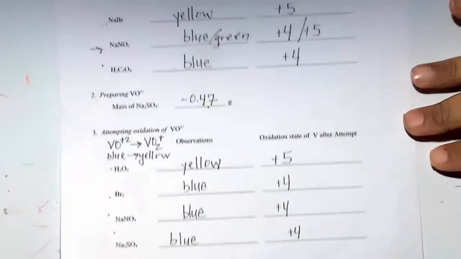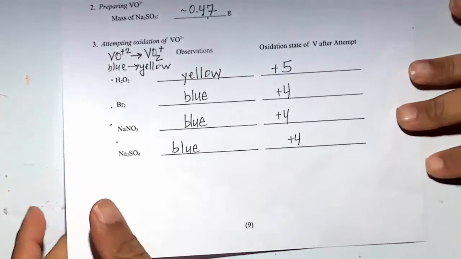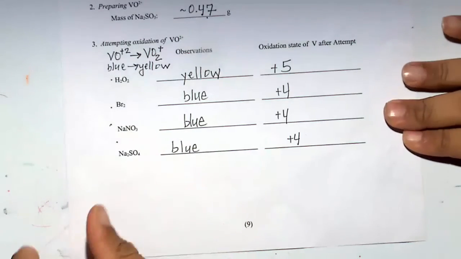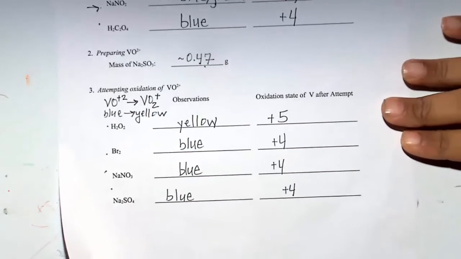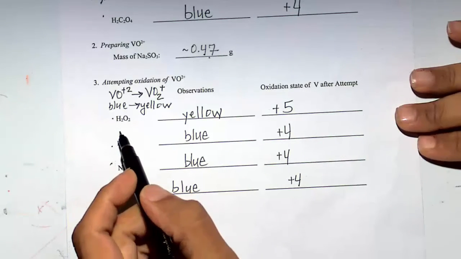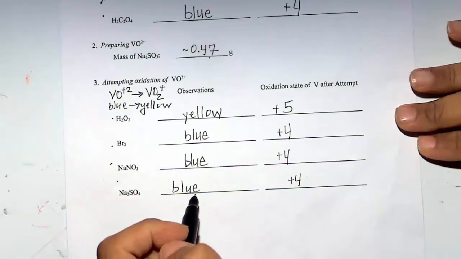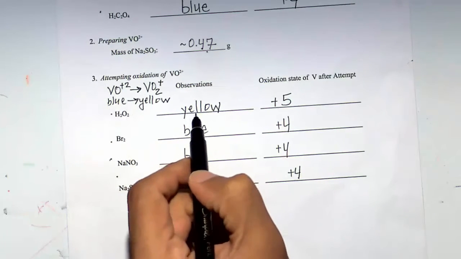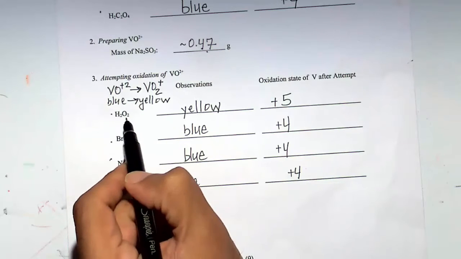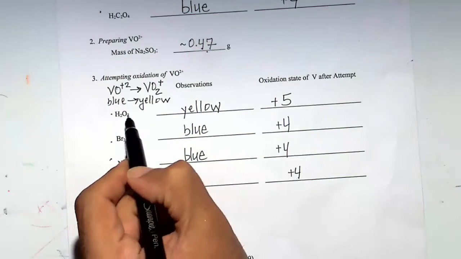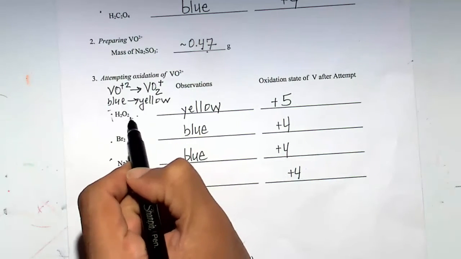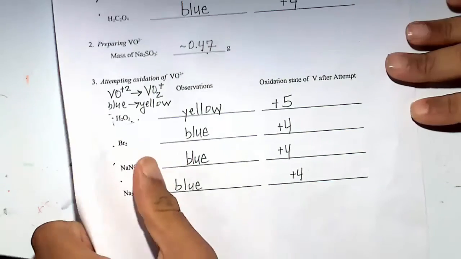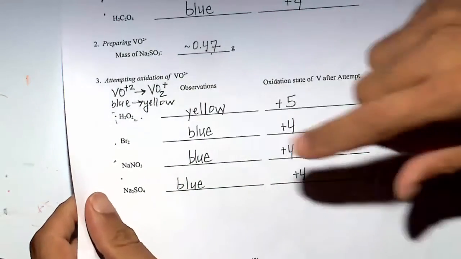Okay, looking at my data here, the only one that really successfully oxidized VO2+ to VO2+ was the hydrogen peroxide. Okay, so everything else remained blue. We're looking at the second part of the experiment, and the only thing that did it was H2O2. So when this gets oxidized, this H2O2 gets reduced. So let's look at the reduction reaction for H2O2.